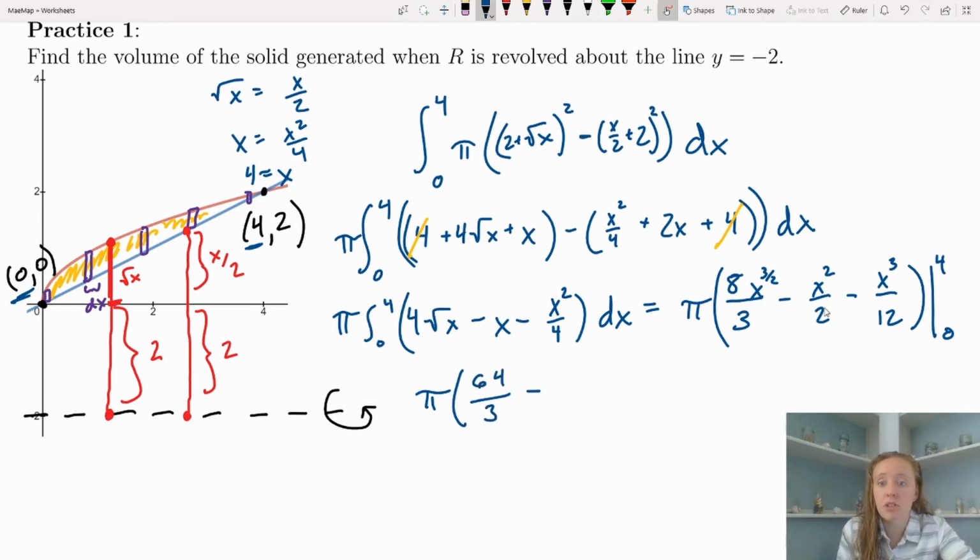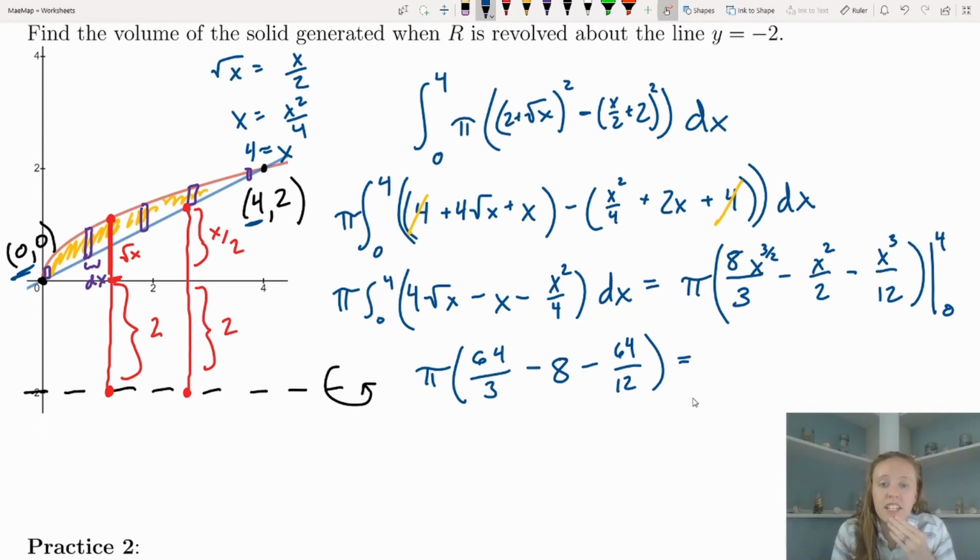And then I'm going to subtract. 4 squared is 16. 16 divided by 2 is 8. And then 4 cubed is going to be 64. So that's 64 over 12. And again, like I said, when I plug in 0, that all goes away, so I'd be subtracting 0. So let's go ahead and simplify this down.